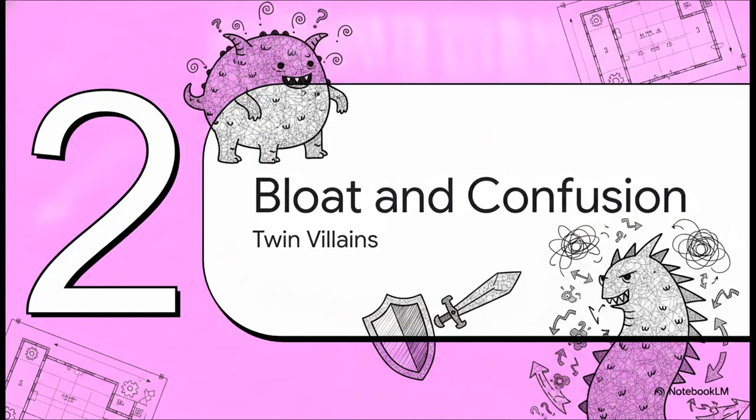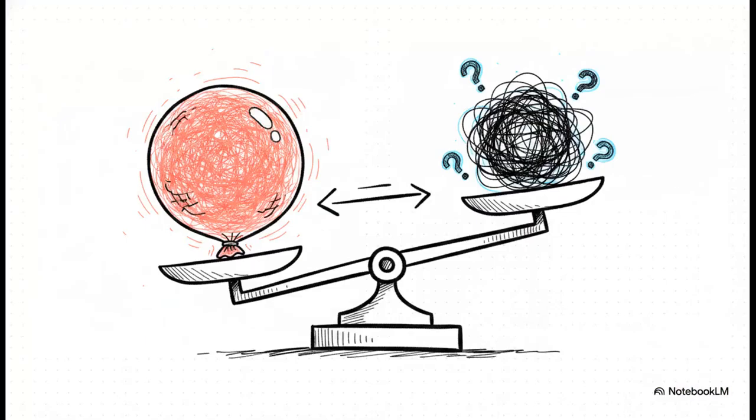Which brings us to section 2, bloat and confusion explained. These are really the twin villains of context engineering. What's absolutely fascinating here is that mastering context engineering is a constant tug of war between two opposing forces. On one side, we have bloat. This is when tool definitions load on every single call, taking up precious space. As that context fills up with massive, heavy definitions, the model's ability to reason effectively just degrades.